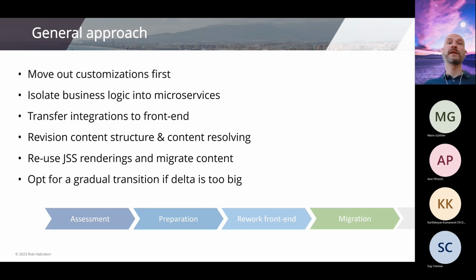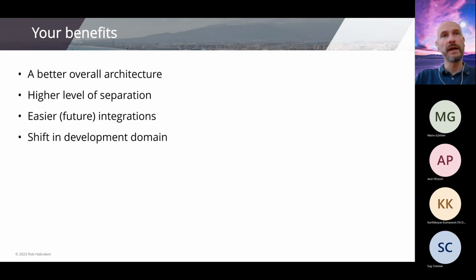And if you think the delta is too big, you can also opt for a gradual transition or a hybrid setup where you have two implementations alongside each other. So there are a lot of ways to do this, but I hope I've given you some ideas on how to cope with this kind of project and how to plan going forward with them.